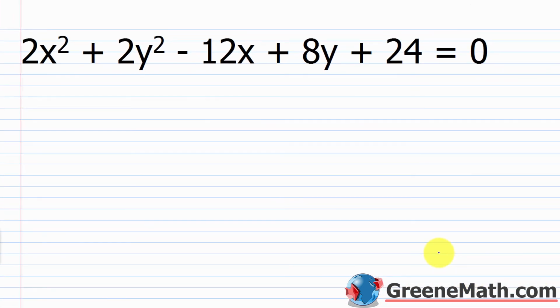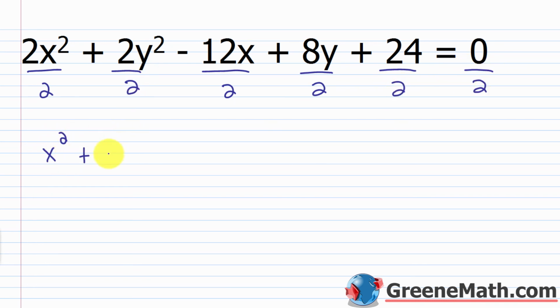All right, let's take a look at one more problem here. So we have 2x squared plus 2y squared minus 12x plus 8y plus 24 equals 0. The first thing you would notice before you do anything here is that everything's divisible by 2. So if I went through and divided everything by 2, what would I get? This would be x squared plus y squared, then minus 6x plus 4y plus 12, and this equals 0 over 2 is 0.